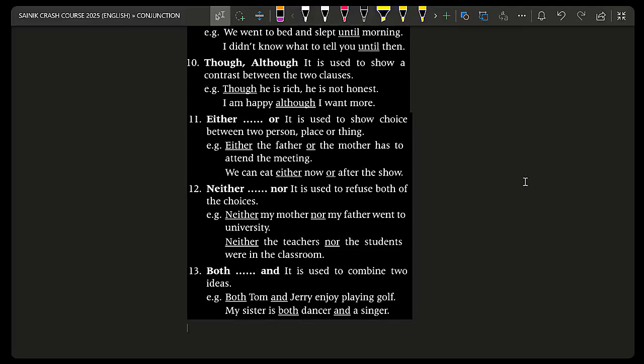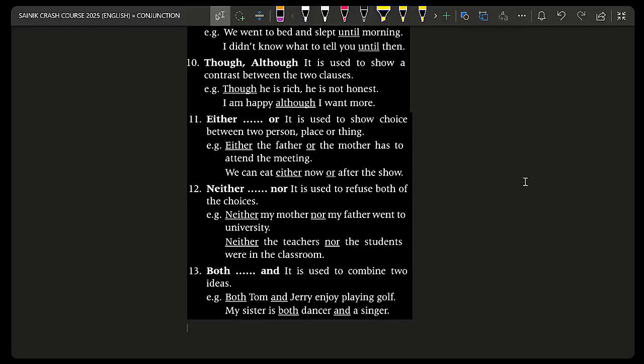And next, neither nor. It is used to refuse both the choices. So either or is to select any one choice between them, but neither nor is used to reject both of them. Neither my mother nor my father went to university. So none of them visited. That means both are wrong. Both statements are wrong. Then we can use neither nor. We say in mathematics that one is neither prime nor composite. That means one is not a prime number and one is not a composite number.